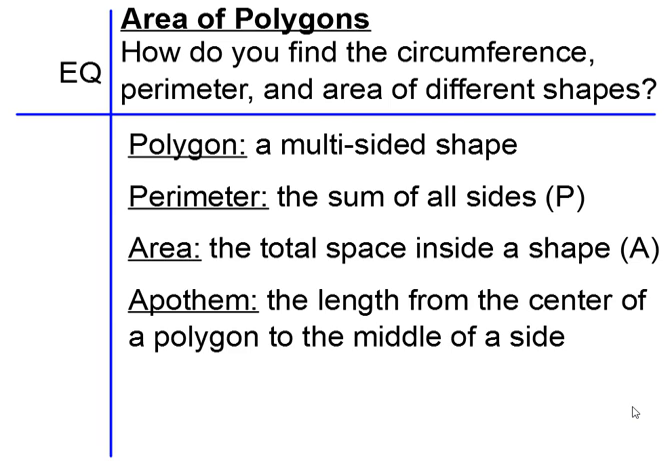And of course, we also have this thing called an apothem. This is a new term for you guys. It's the length from the center of a polygon to the middle of a side. And we'll talk about that more once we get into the area of regular polygons. If you need more time copying this screen, pause it.